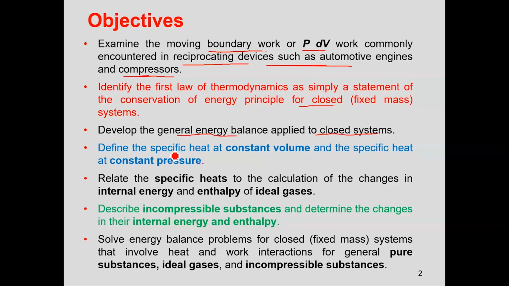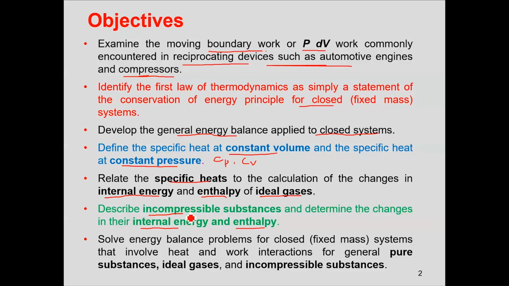We'll also be looking into the specific heats at constant volume and constant pressure, so we'll be looking into Cp and Cv. We'll try to understand what Cp and Cv are, and we'll relate these specific heats to the changes in internal energy and the enthalpy of ideal gases. So we'll be using the Cp and Cv values for internal energy and enthalpy of ideal gases, and then we'll also understand the changes in internal energy and enthalpy of incompressible substances.